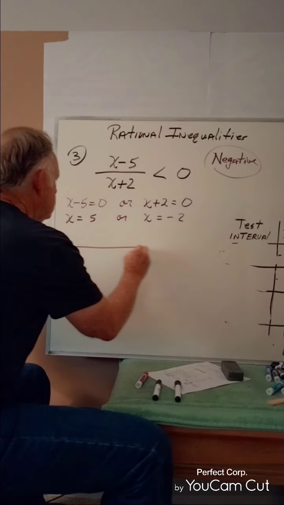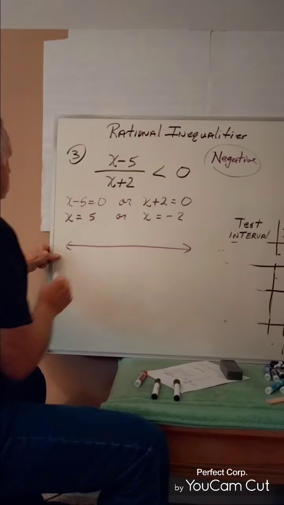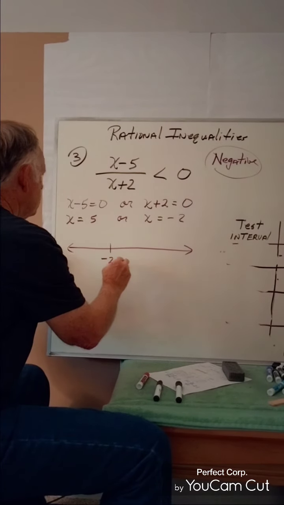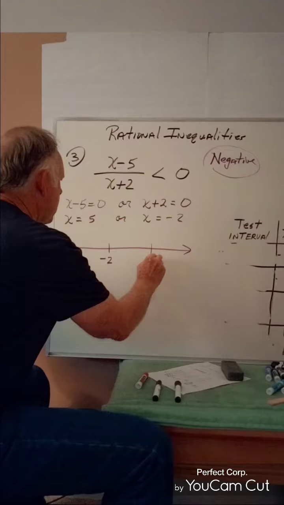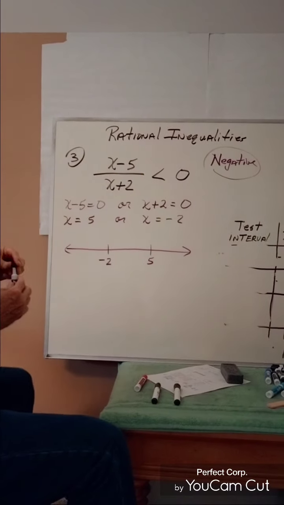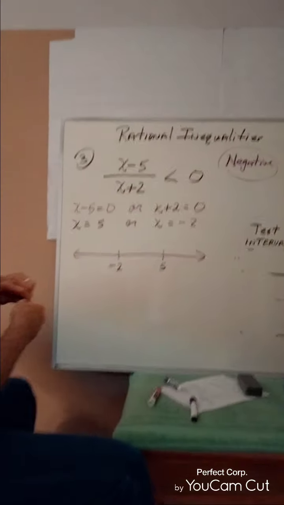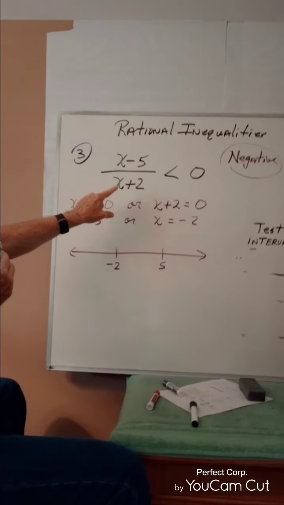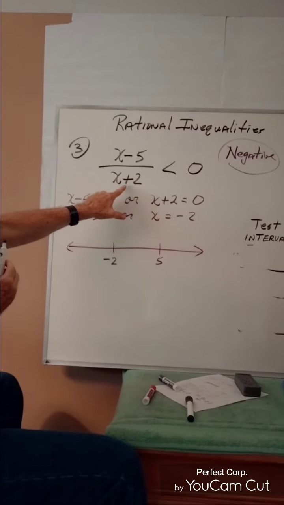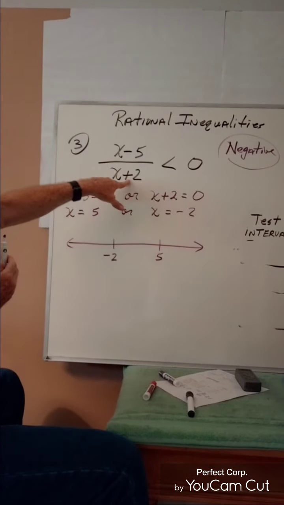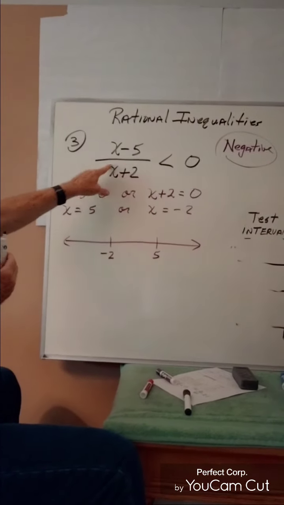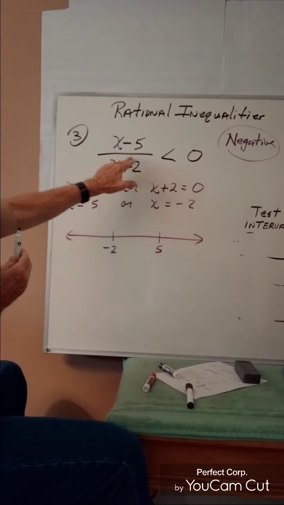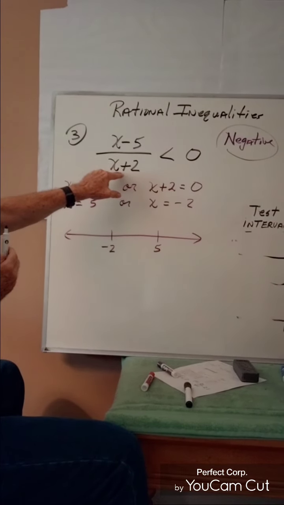Make the number line. One critical value, negative 2. The other critical value, 5. Here's a key little item. Folks, I'll say this carefully and slowly. The denominator expression is the expression that leads to the value of x that will make that fraction undefined.